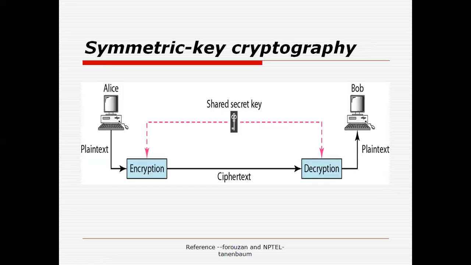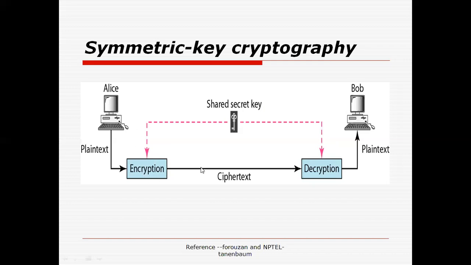Now, in the symmetric key technique, suppose Alice and Bob want to communicate securely, then Bob has a plain text. It will be given to the encryption algorithm. Now the encryption algorithm has 2 inputs. One is the plain text, and the second one is a secret key. Now, this secret key is shared between Alice and Bob. This key is shared with the help of some trusted sources or some different techniques.